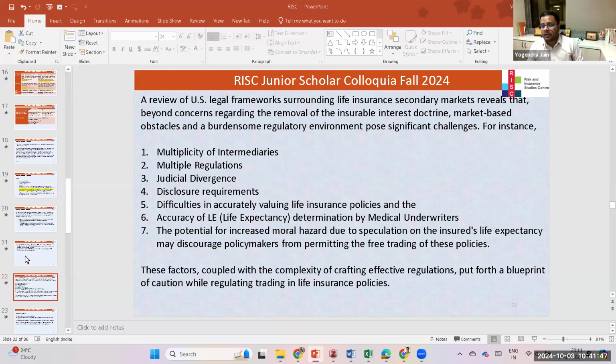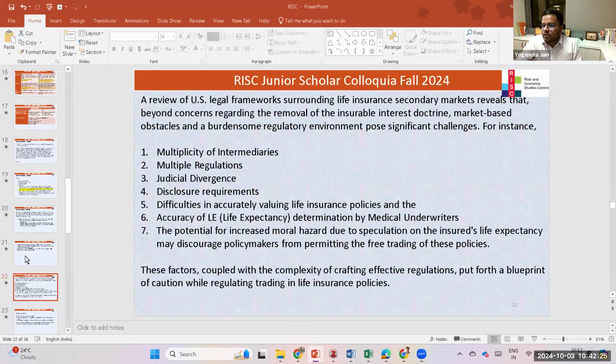First is the multiplicity of intermediaries. SEC, NAIC, or many other regulators. Some tax regulator will come in, some insurance regulator will come in. There may be an insurance company, a life settlement company, then policy brokers, life settlement brokers, life settlement agents. All these intermediaries should be heavily regulated so that we can ensure that the policy holder who is trading in a life insurance policy is not defrauded.